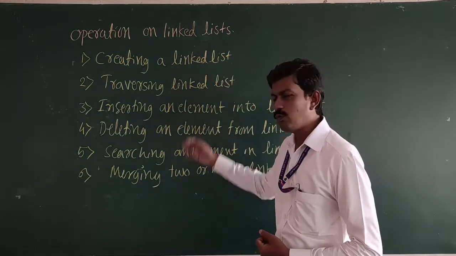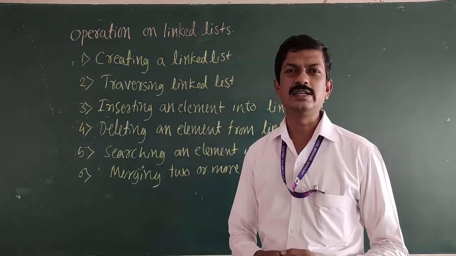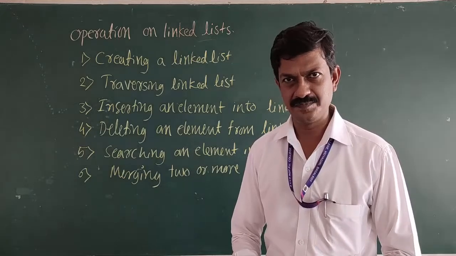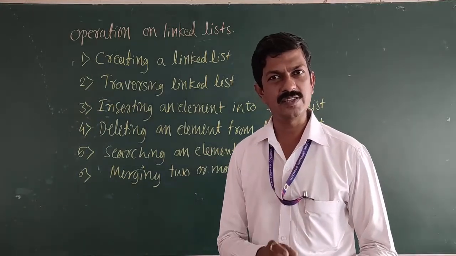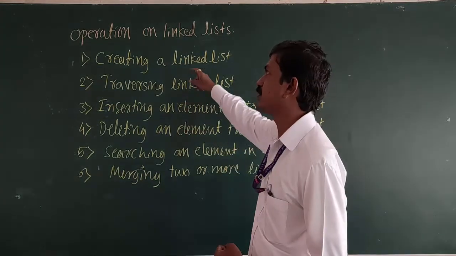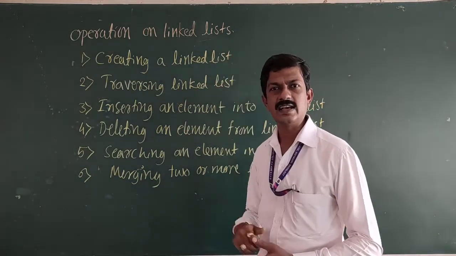These are the few operations which are performed on a given linked list data structure, which are important for 3 marks as well as 5 marks. You need to remember the operations performed on the linked list data structure.